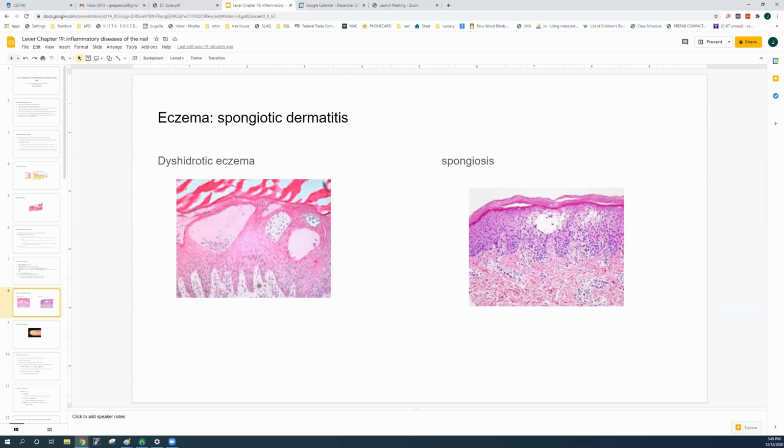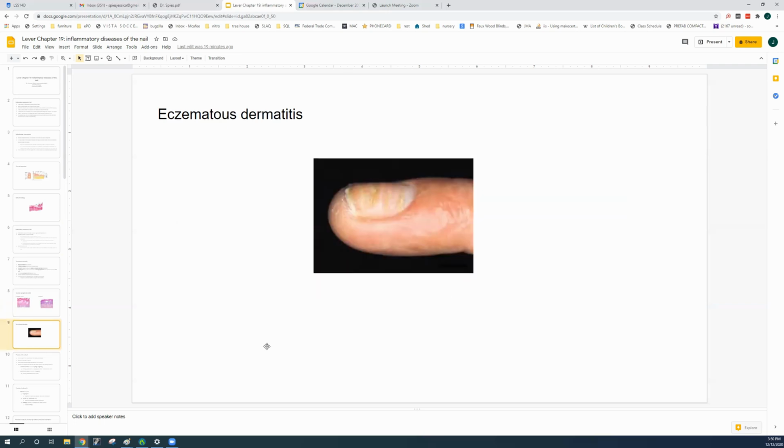Here's dyshidrotic eczema. You get this huge amount of spongiosis with these large spongiotic vesicles in the epidermis. Here's a closer look at a more muted spongiosis, but you still have epidermal acanthosis, spongiosis, and lymphocytes and/or eosinophils, usually both, in the subjacent dermis. Here's a clinical image of an eczematous dermatitis. You can see it involving the skin around the nail and causing lateral ridging in the nail, which is not specific to eczematous dermatitis, but it's common.